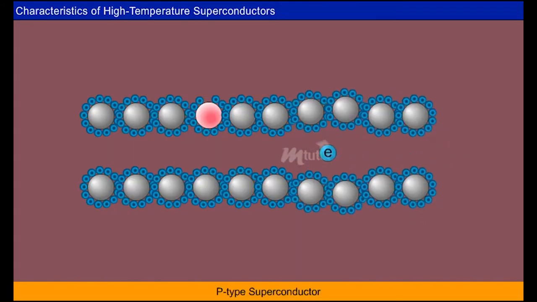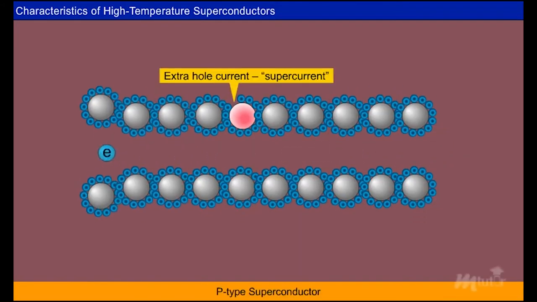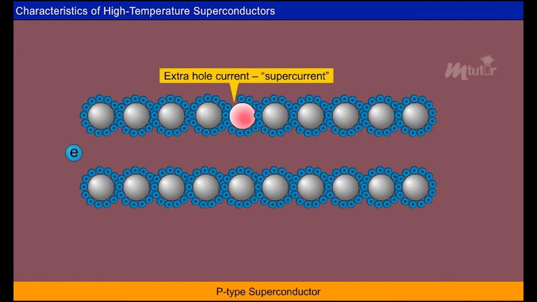Among various theories that tried to explain HTC, one explanation is as follows. There are holes of positive ions present in the superconductors. The current thus passed distorts the lattice, causing the neighboring electron to occupy the hole, thereby producing an extra hole current, which is known as the supercurrent. This type of superconductor is known as P-type superconductor.